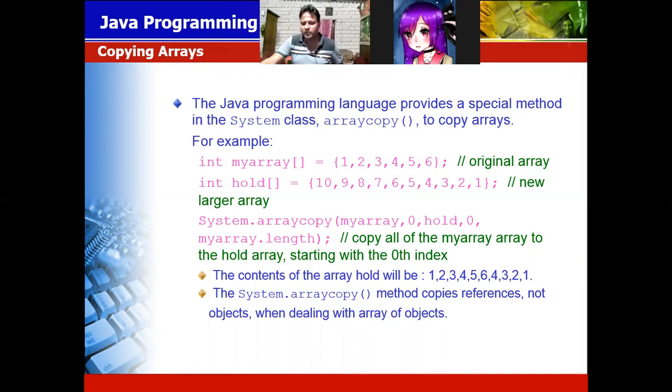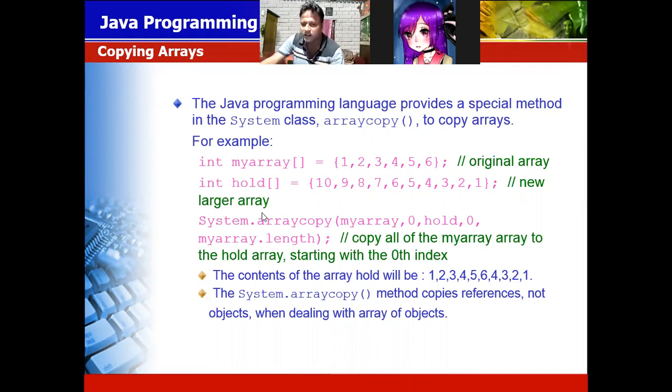And where I have to paste? I have to paste in hold array 0 location. Hold array 0 location means this position. Okay. Up to which extent I have to copy? Now my array dot length. So array length is what? 1, 2, 3, 4, 5, 6. So it copies all the elements, and pastes where? In the hold array.